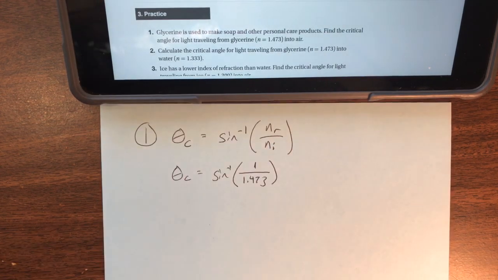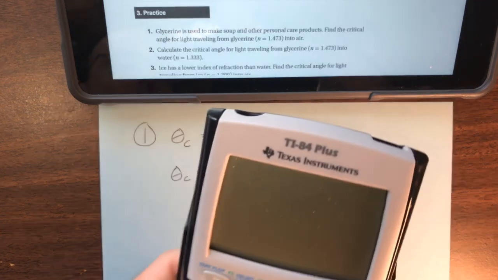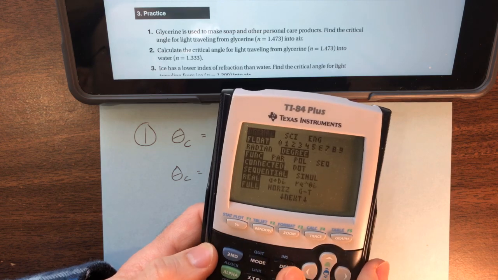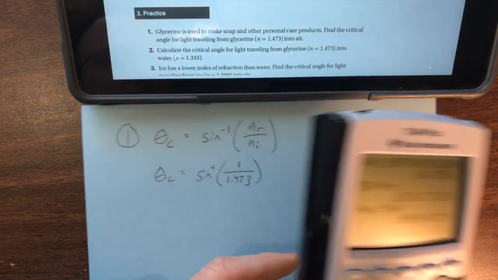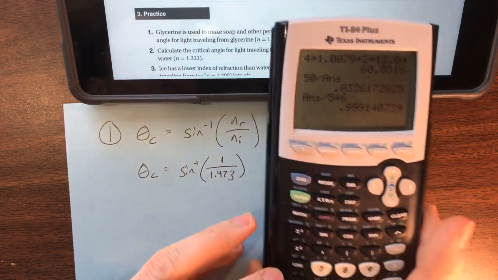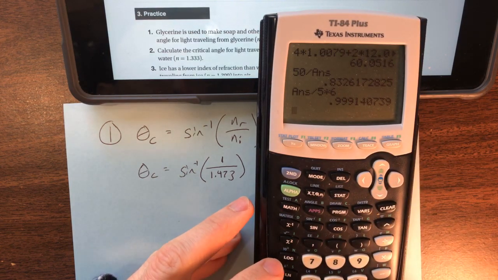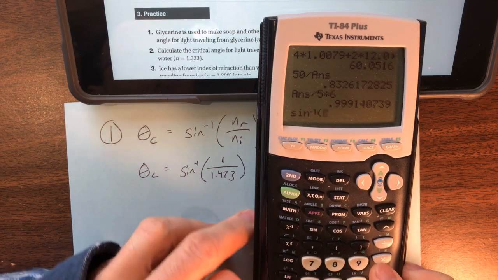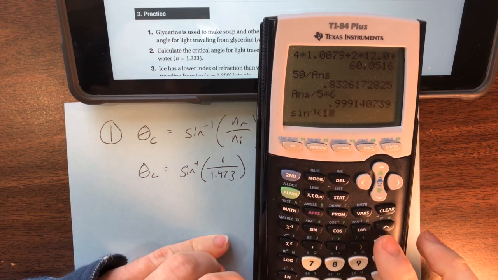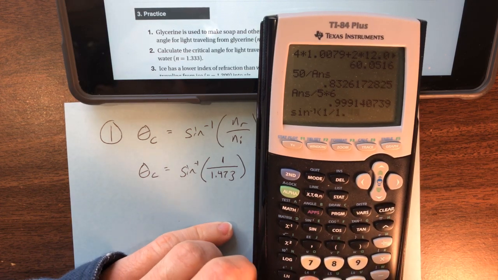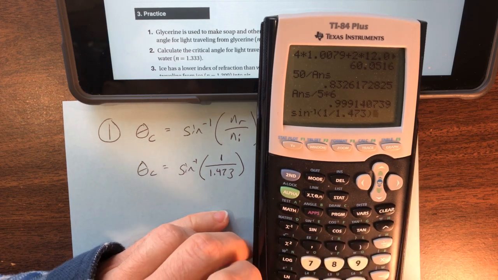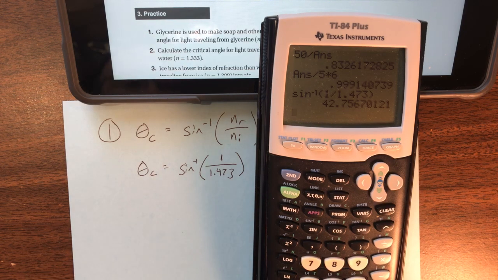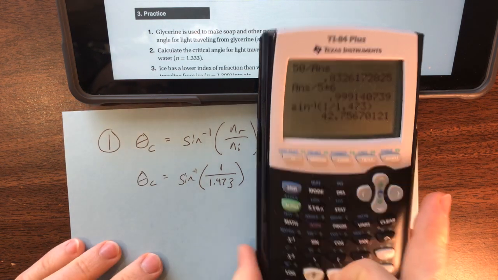So this is the inverse sine. Let's even do that right now. Make sure that your mode is set for degree mode, right? And let's go ahead and plug this in. So if we have the inverse sine, so second sine, you're going to get inverse sine of 1 over 1.473, and we get out 42 point, well, round it up to 42.8 degrees.